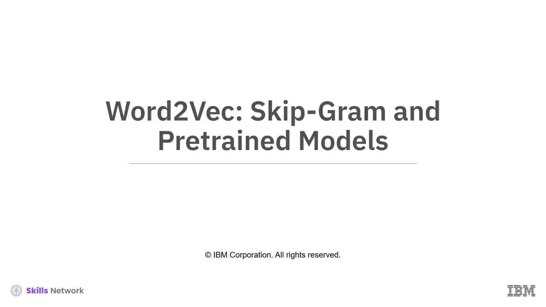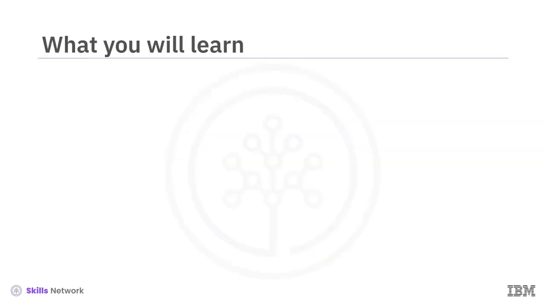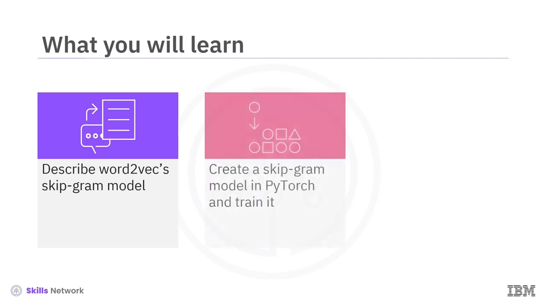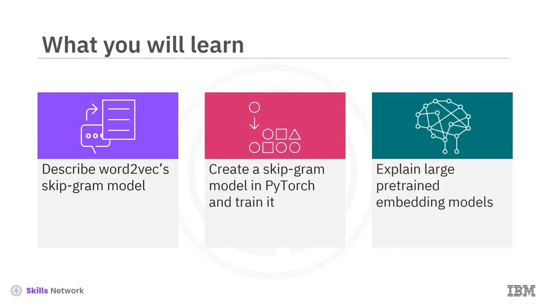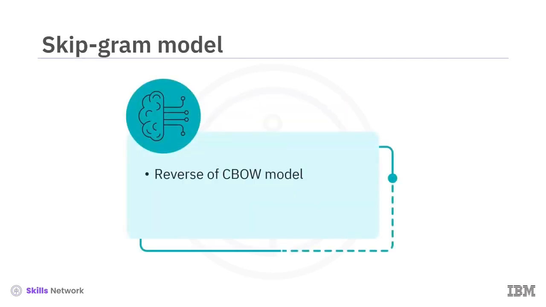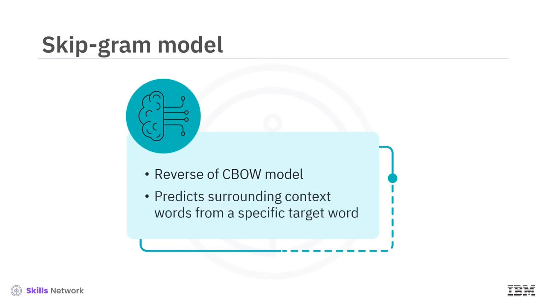Welcome to Word2Vec, skipgram and pre-trained models. After watching this video, you will be able to describe Word2Vec's skipgram model, create a skipgram model in PyTorch and train it, and explain large pre-trained embedding models. A skipgram model is a reverse of the continuous bag of words, or CBOW model. It predicts surrounding context words from a specific target word.